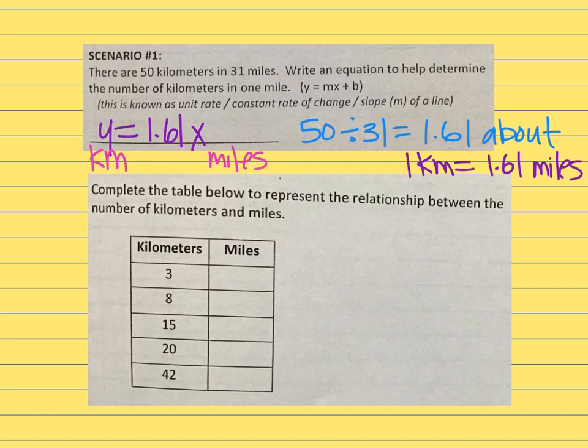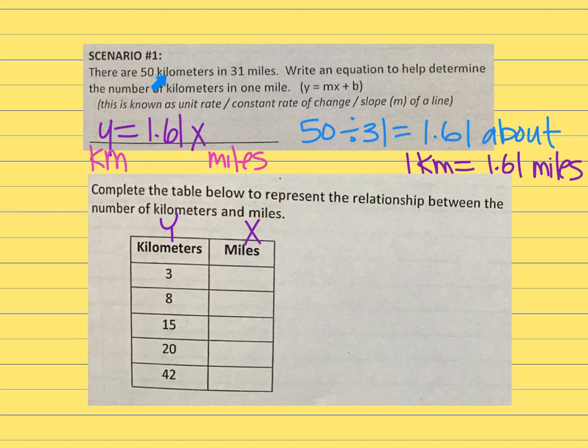Now in the table below, they have this flip-flop from what we normally do. Normally x is on the left and y is on the right, but based off of the way we have our equation, we're saying y is our kilometers. So I'm going to relabel this. I'm going to put y over here and x over here. It wants us to try now, if we know this is the relationship between miles and kilometers, figure out how many miles these different quantities of kilometers would be.